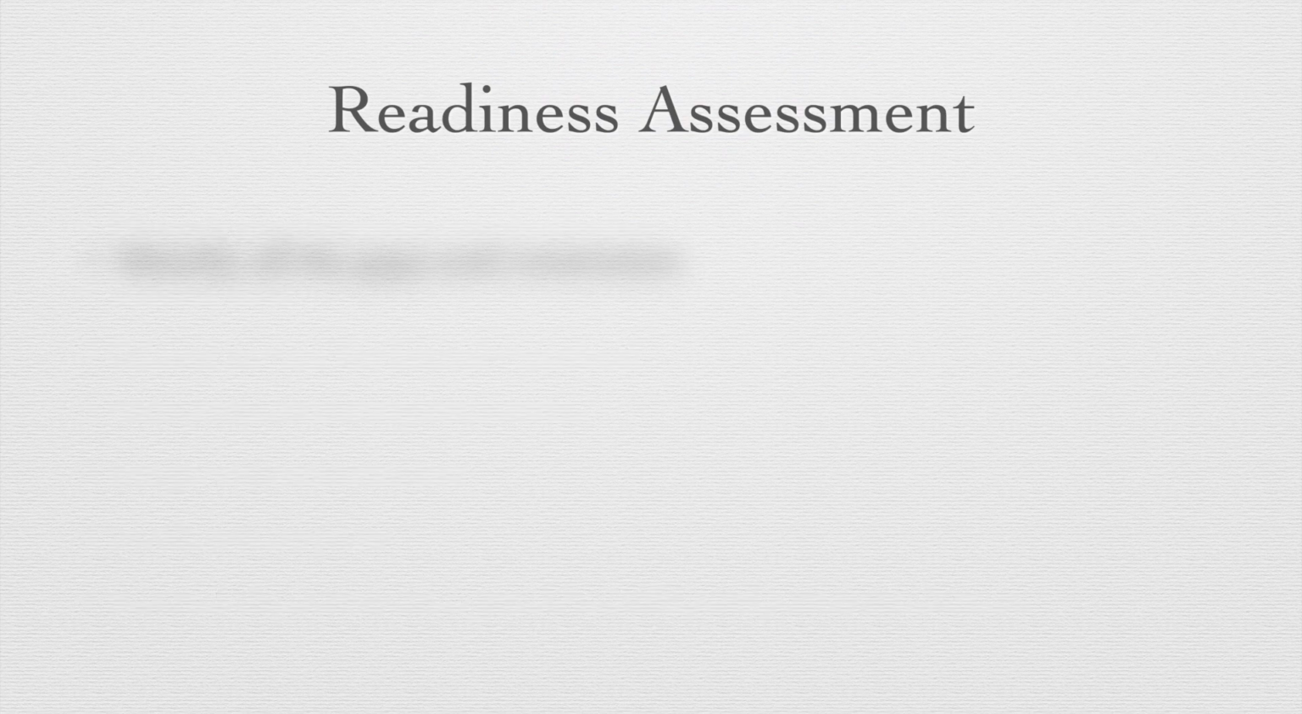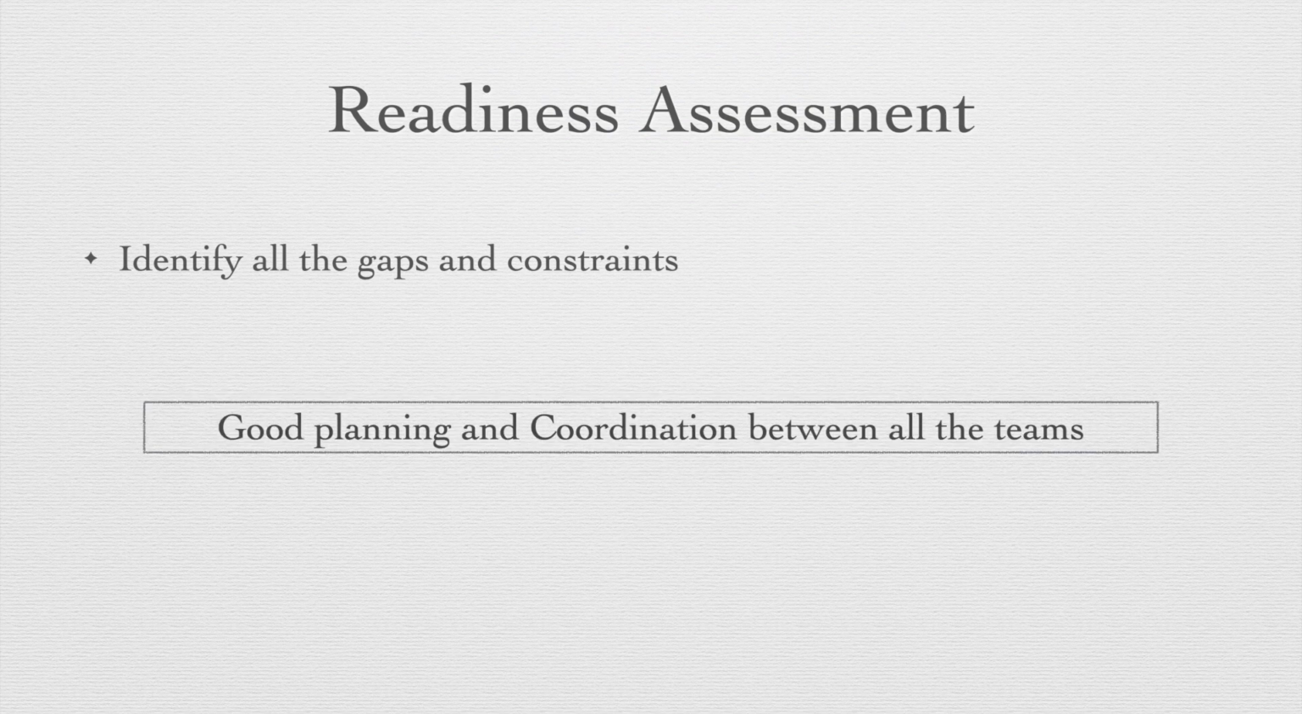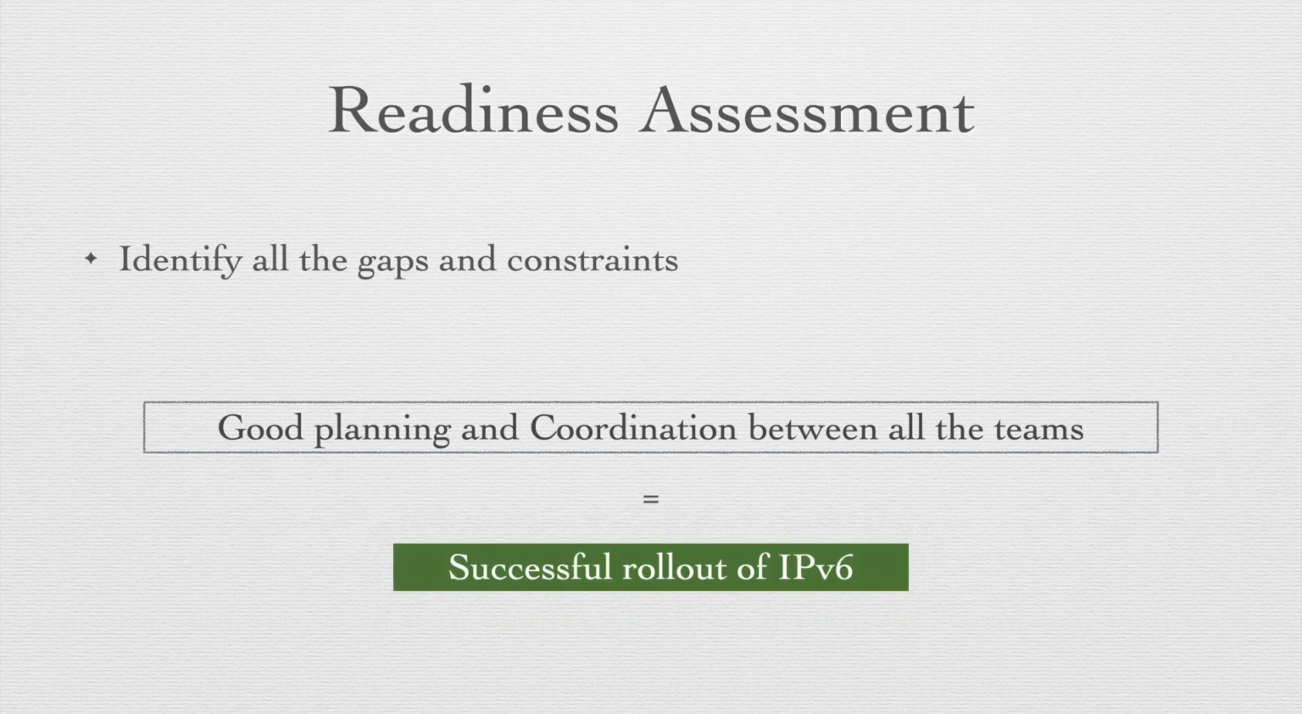So after doing this exercise, after you get all the answers, you will basically learn the gaps and compatibility issues from the assessment, and you need to use this data to plan the transition further. Depending on the current readiness of the environment, it might involve additional cost and a lot of planning and coordination from all the teams like network, security, server team, the application team, the desktop teams. It takes a lot of planning and coordination for a successful rollout of version 6.